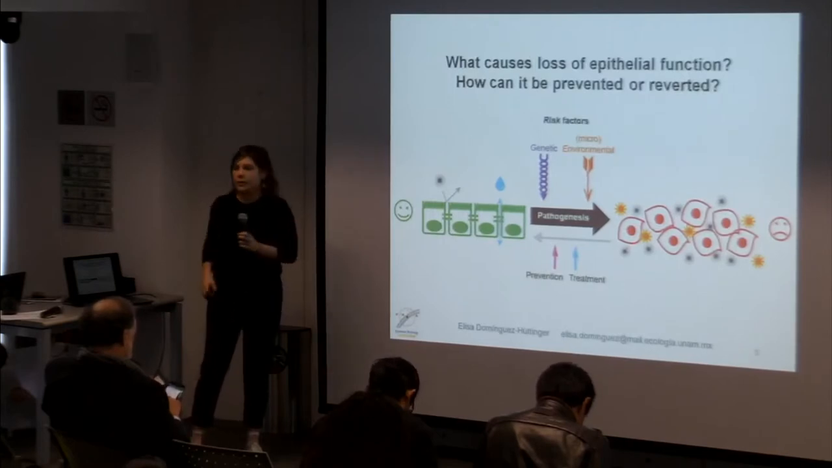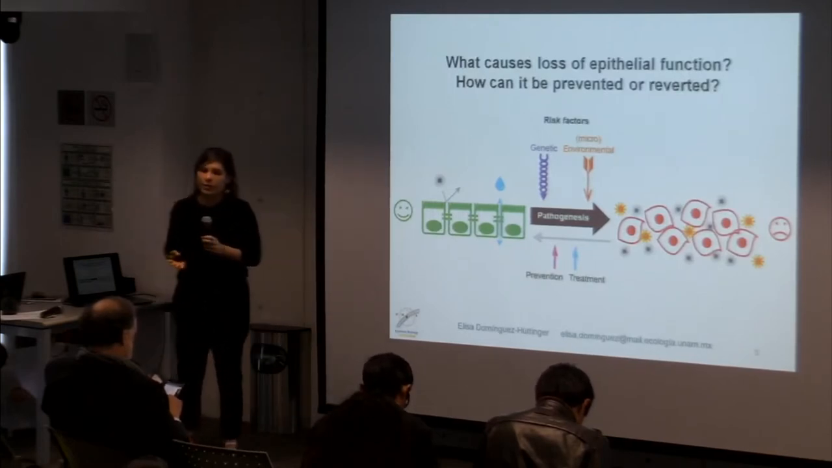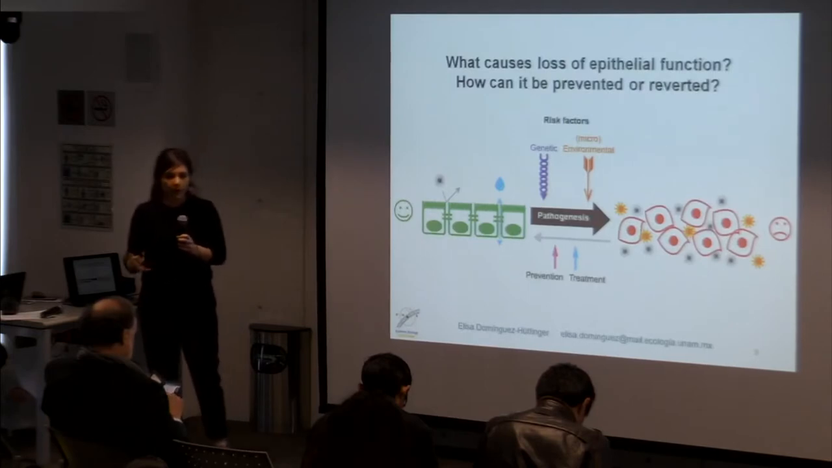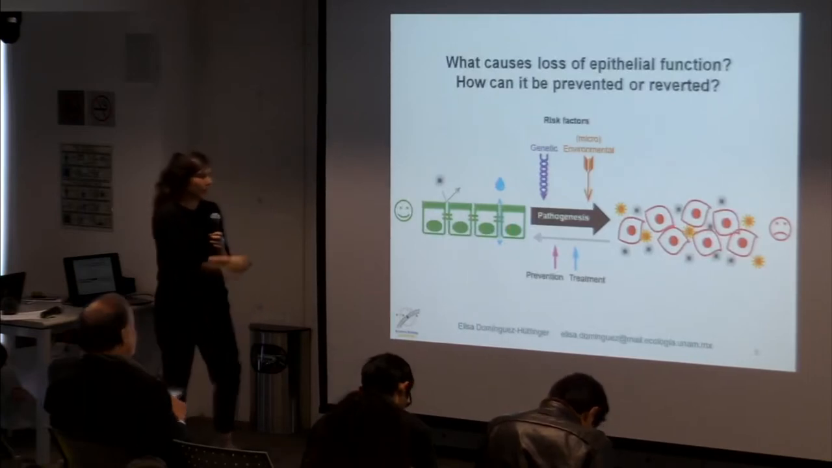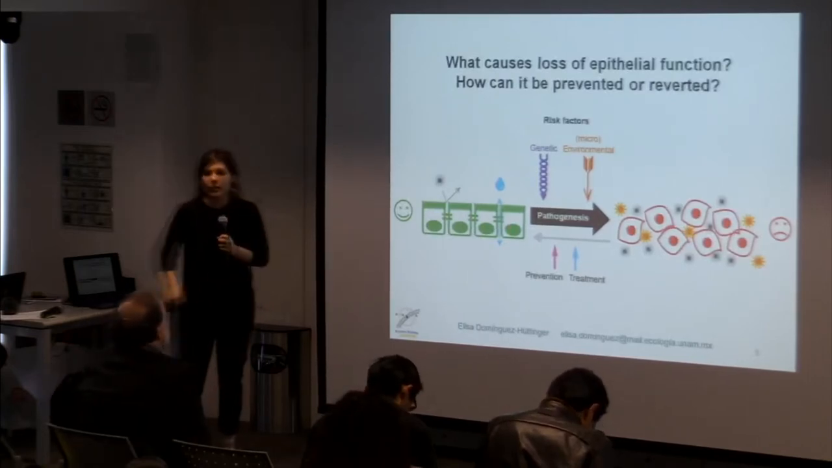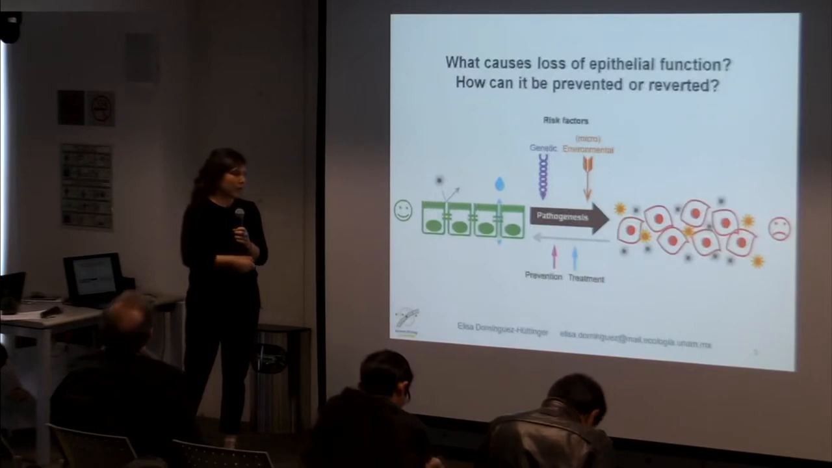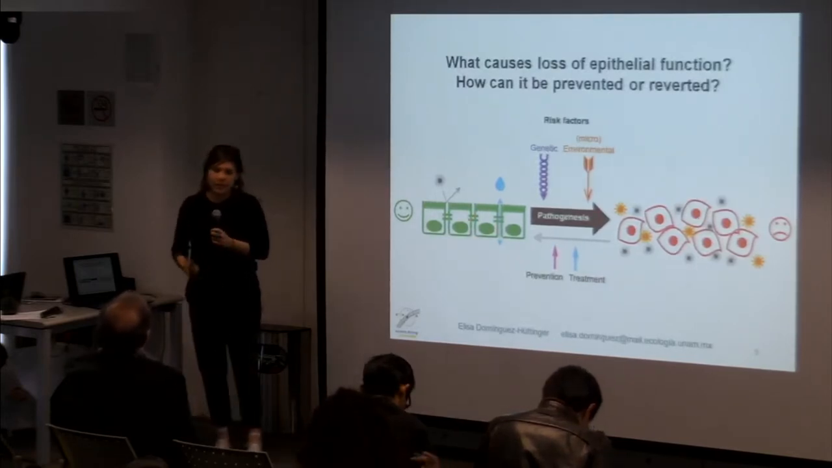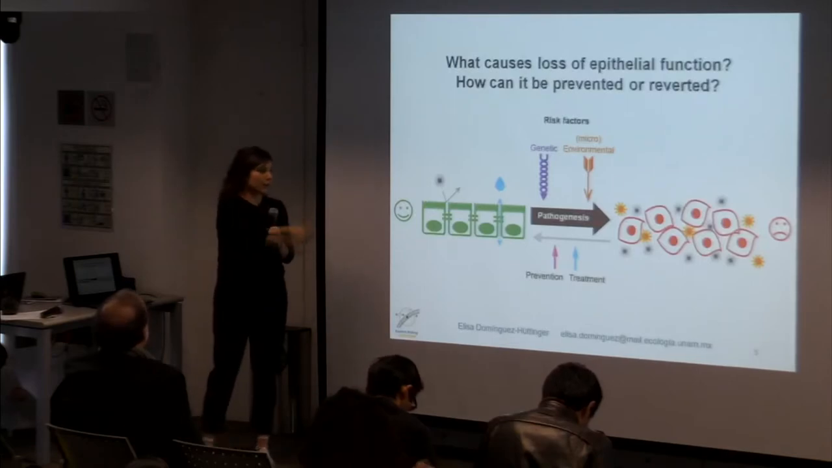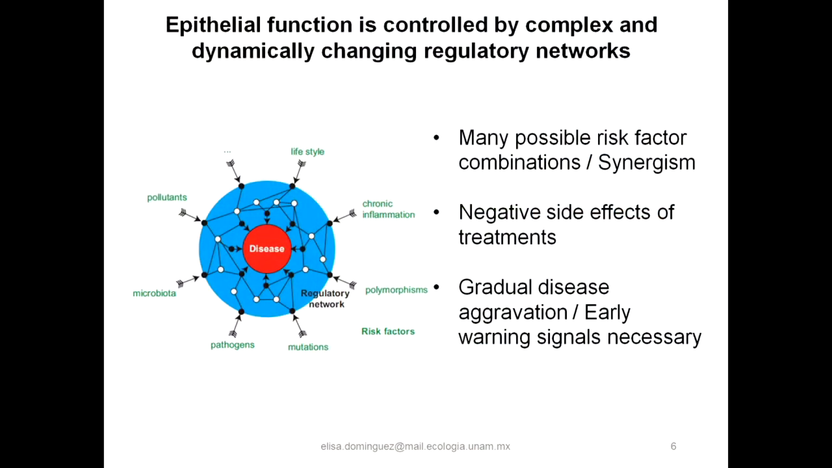So I think we can phrase the question about how to improve the quality of life of those affected by epithelial tissue diseases by posing it conceptually: how can this dynamic trajectory of pathogenesis be modulated both by risk factors and by treatments? And why is this a challenging task, or why is this still in many cases an open question?